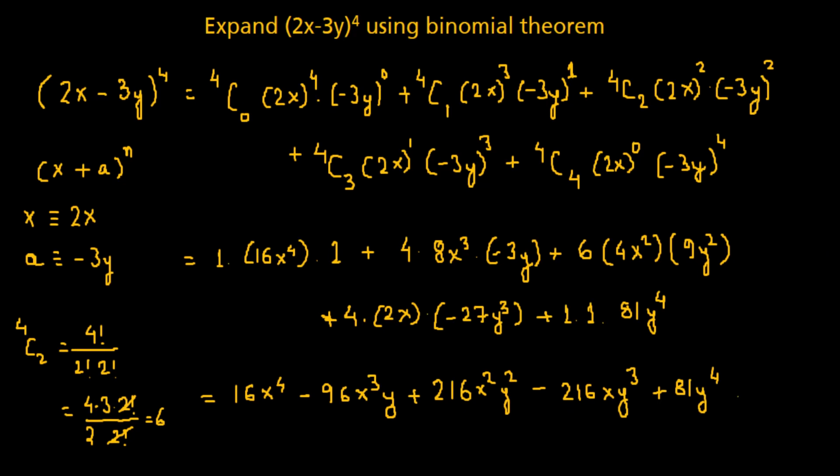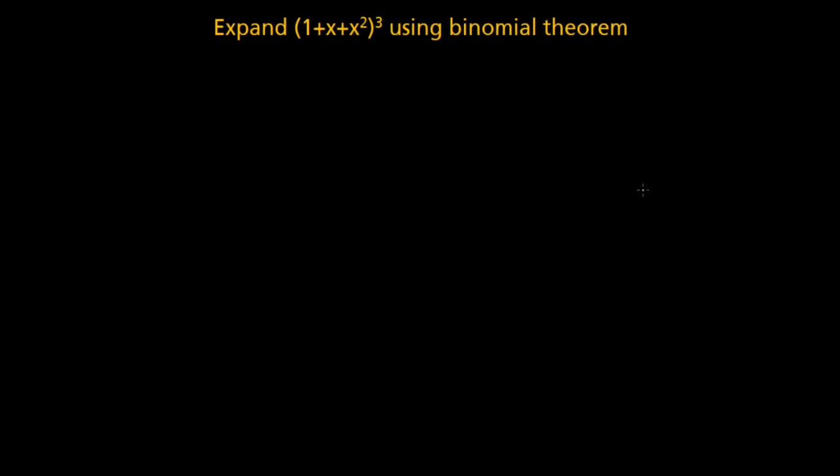Okay, let's move on to the next question. Okay, the third question. If you remember from lecture number 1, I left this one as an exercise. So we're going to do this. We have to expand (1 plus x plus x squared) whole raised to the power 3 using the binomial theorem. Now here you can notice this expression is not a binomial. It's a trinomial because it has 3 terms, 1, x and x squared.